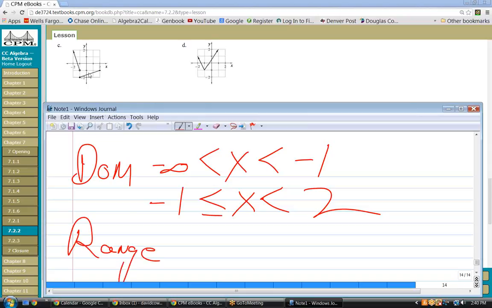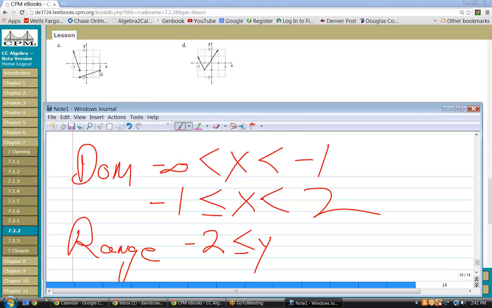So range. Let's talk about range. What can y be on the left part? Well, let's start on the bottom. When you talk about domain, you go left to right. When you talk about range, you go bottom to top. Yeah, let's do it the correct way. In other words, I said the left part, but if we're going bottom to top, we need to do this part here. So it goes from -2 to what?